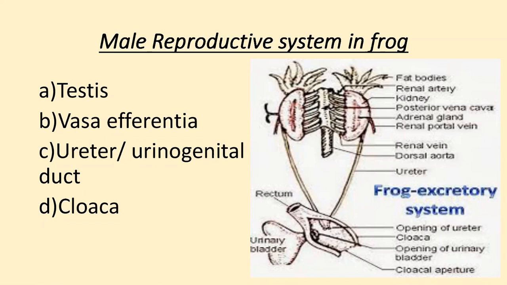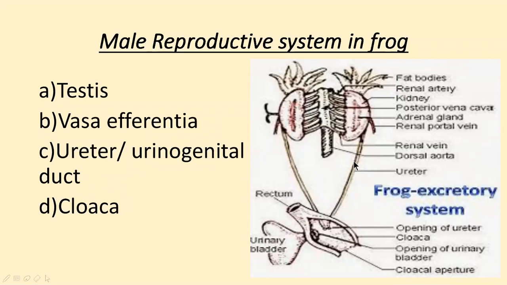These open into the kidney through the vasa efferentia. The sperms produced in the testes pass through the vasa efferentia into the kidney, and from the kidney they come into the next tube, which is called the ureter, the ureter of the left side and the ureter of the right side. It is also called the genital duct, or urinogenital duct.